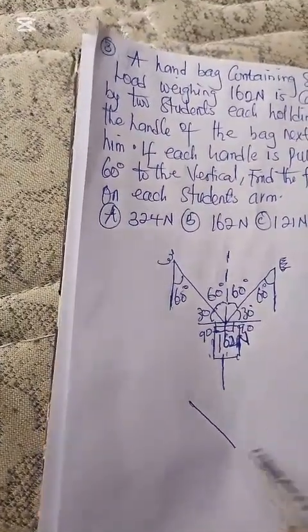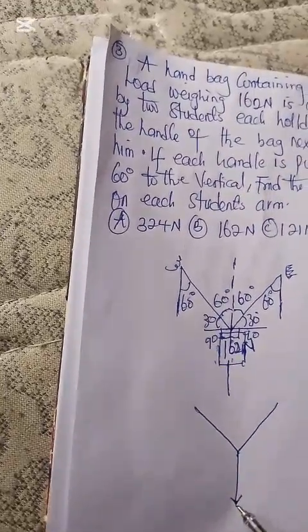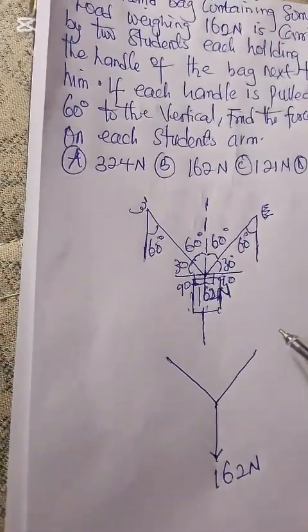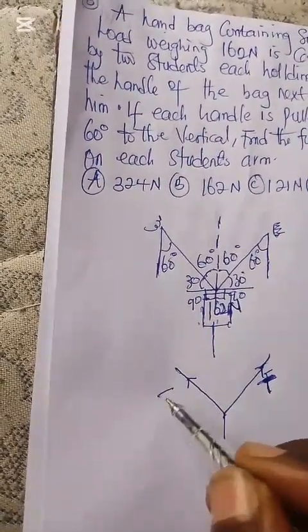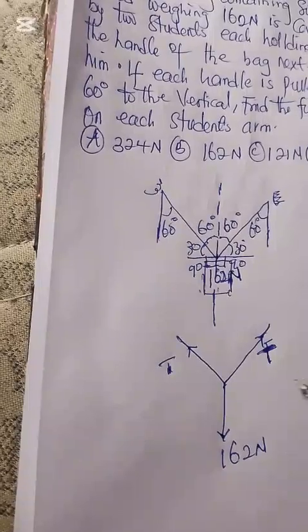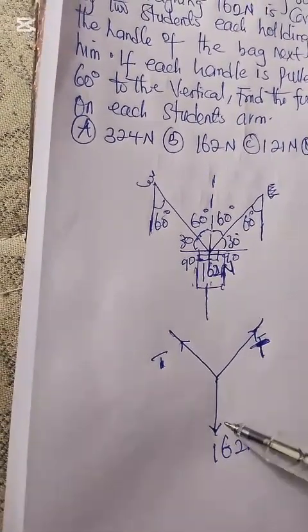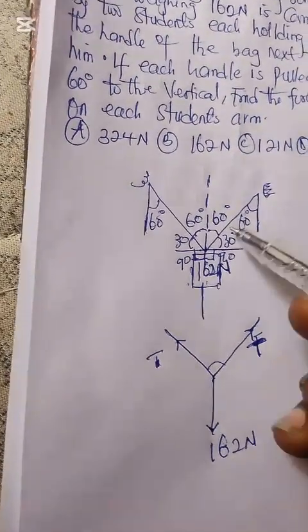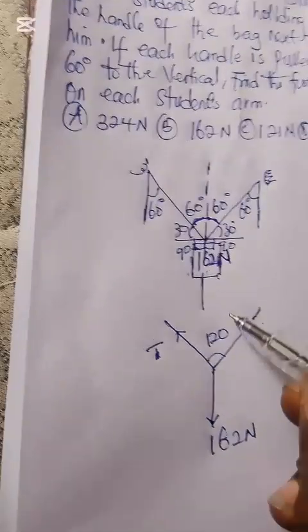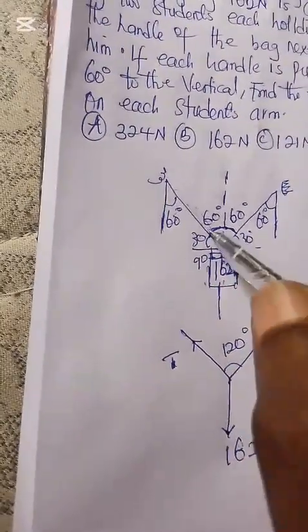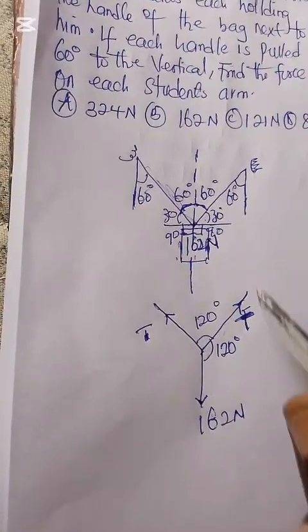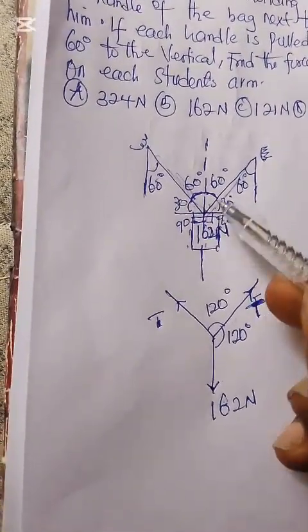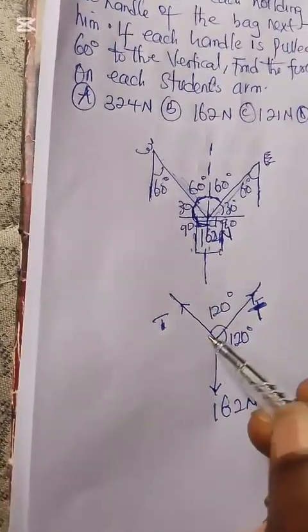So if I now bring out that diagram, look at what I'm going to have here. Remember, this weight is 162 Newton. The tension on this arm should be equal to the tension on this arm. But the question is, you have to look for the tension on each arm. The angle for this particular force is from here to here, which is 120 degrees. For the first tension, the angle is here to here, which is 90 plus 30, which is also 120 degrees. For the last one, this particular handle, the angle is also 30 plus 90, which gives us 120 degrees.